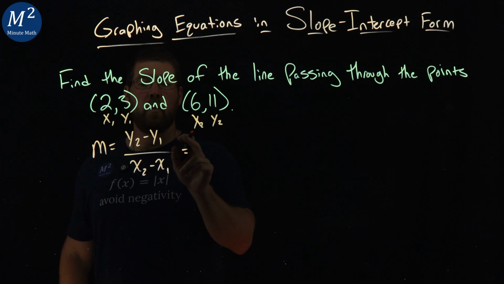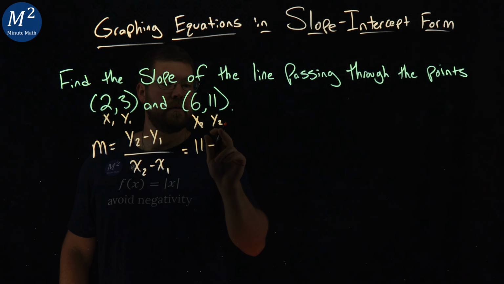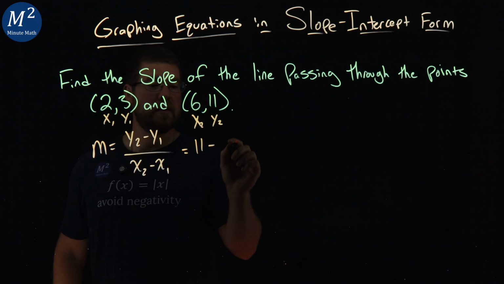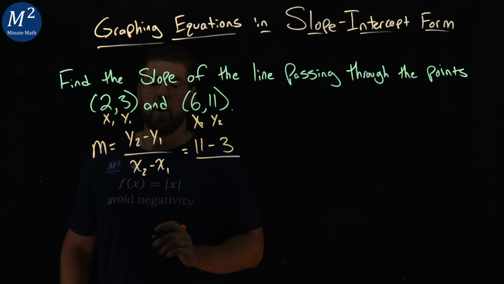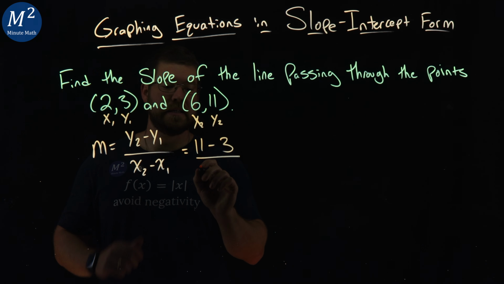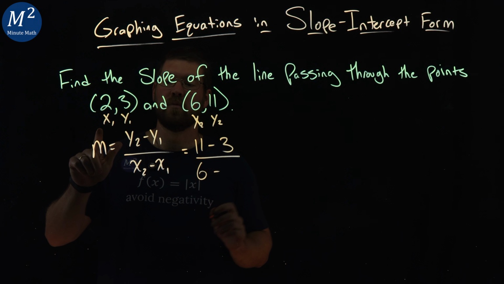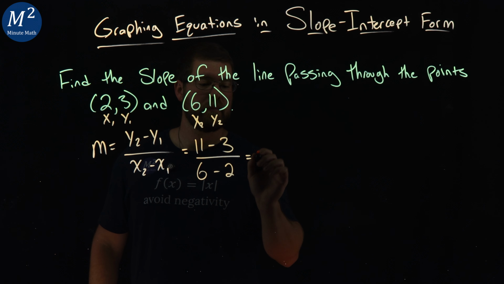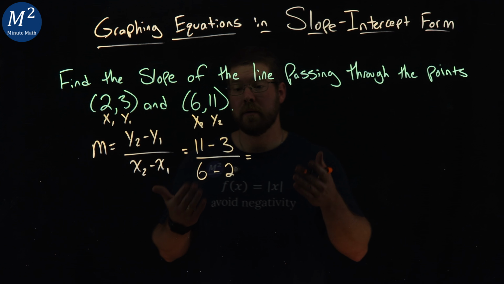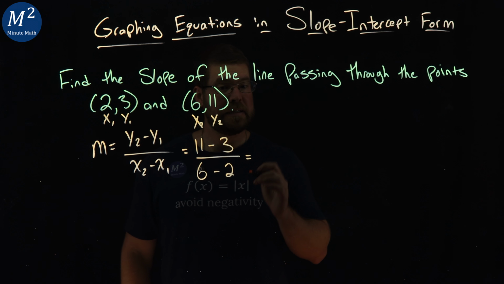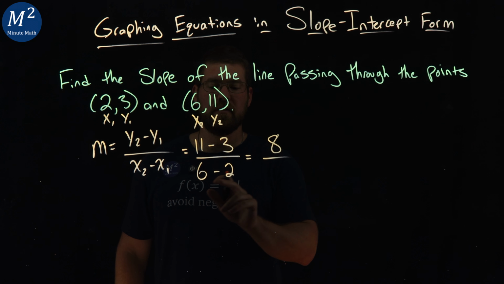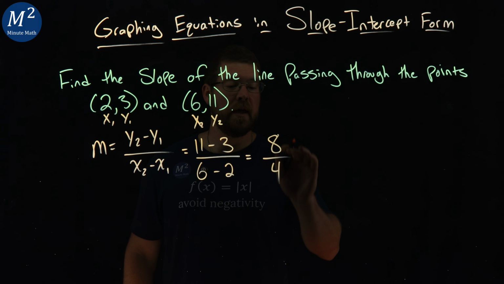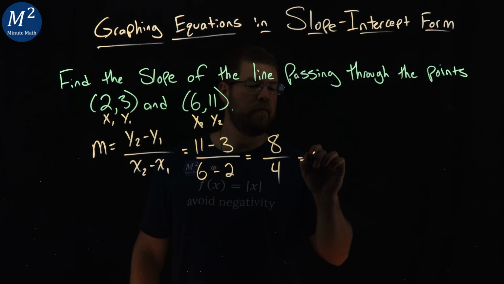So we want our y2 first, which is 11, minus our y1, which is 3, over our x2, which is 6, minus our x1, which is 2. Now we just simplify the numerator and the denominator. 11 minus 3 is 8, and 6 minus 2 is 4. 8 over 4 is 4.